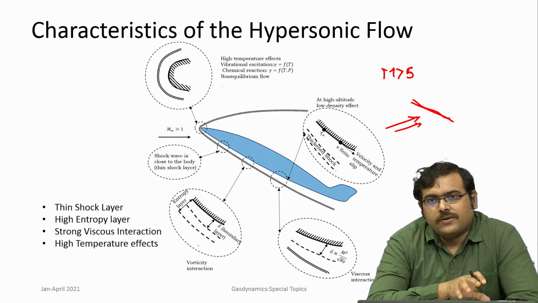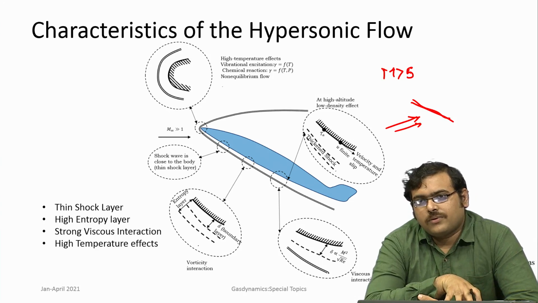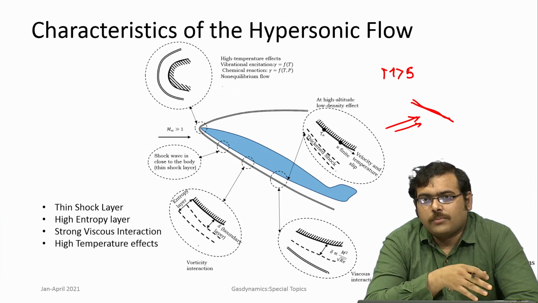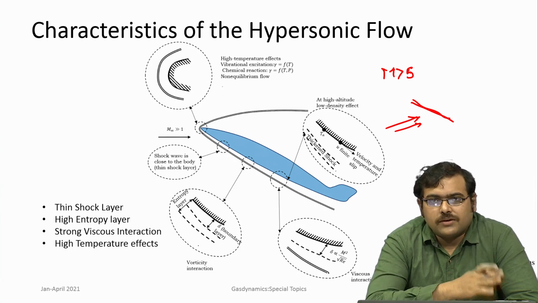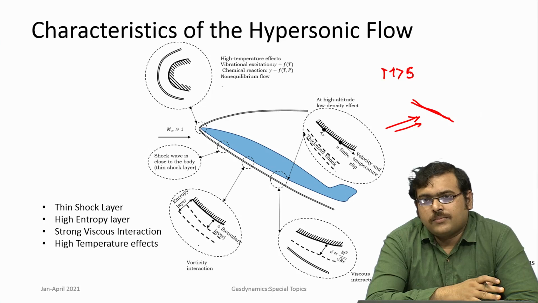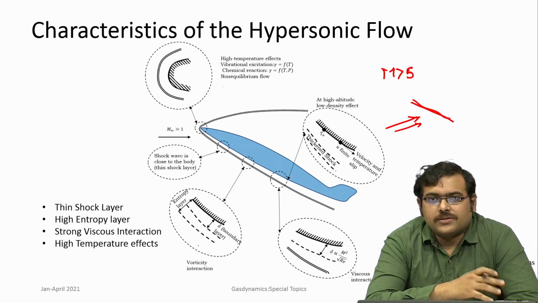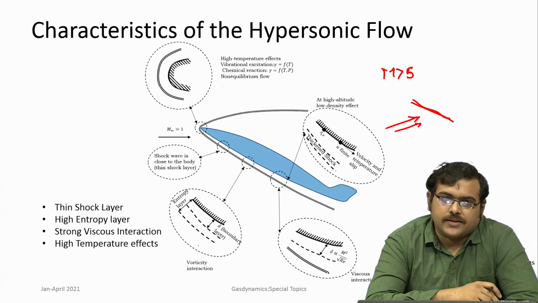So, what we really need to understand in hypersonic flows is that there are several flow features which become dominant, and they become different compared to supersonic flows. Therefore, if you are looking at bodies in hypersonic flow, their shapes, the way they are designed, are completely different from the way bodies in supersonic flows are designed.